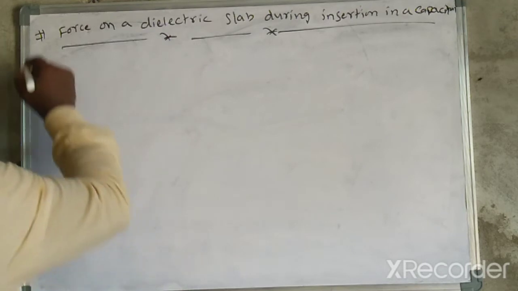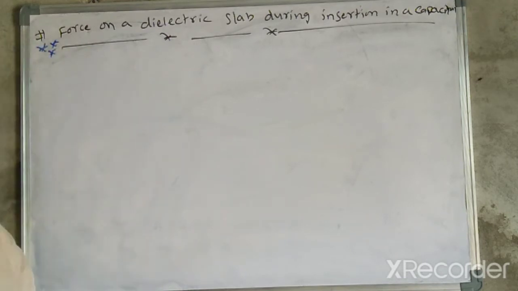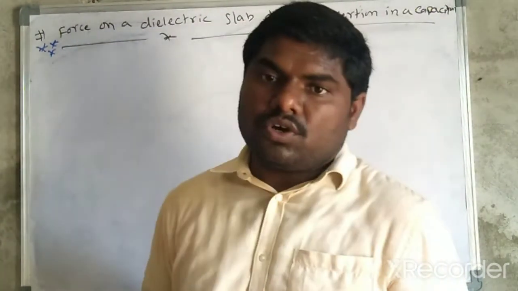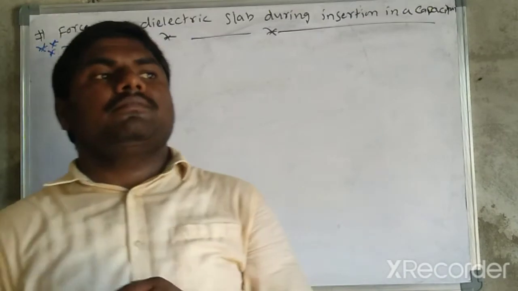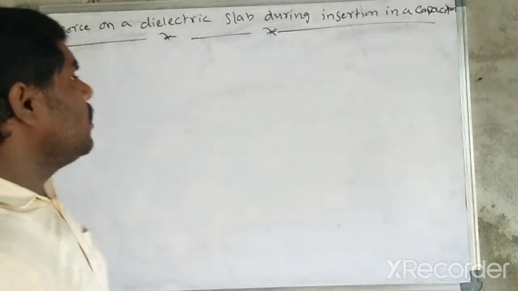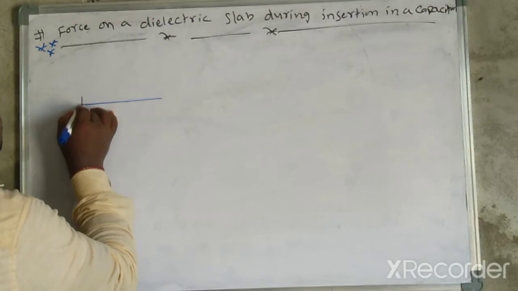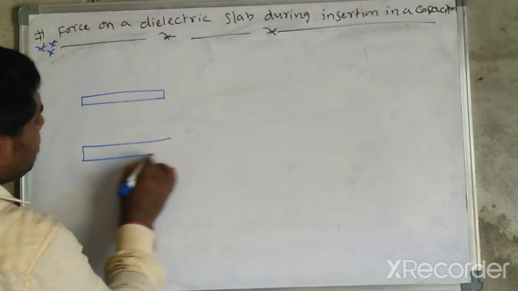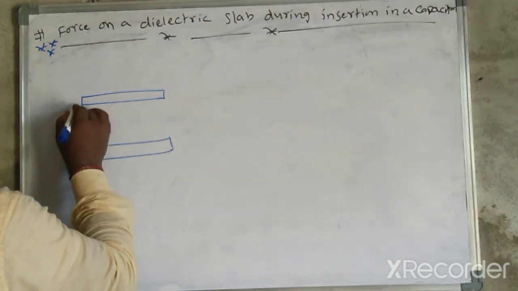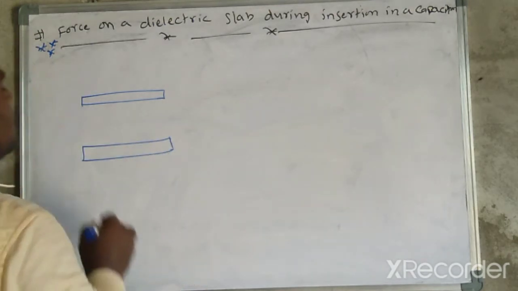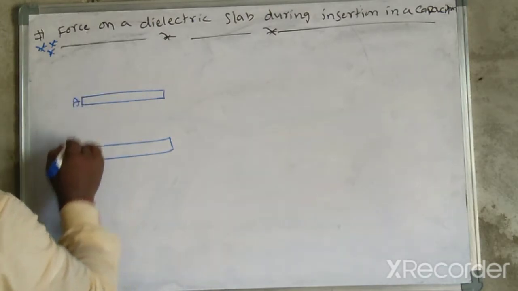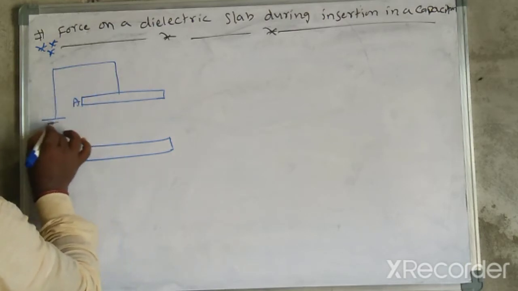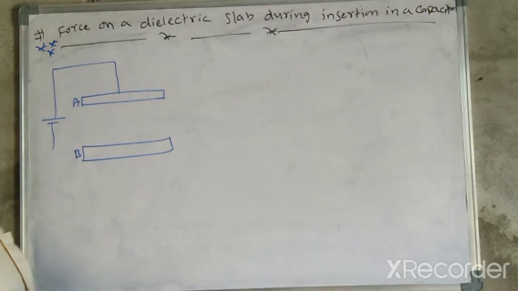Another important model in the entrance part is the force on a dielectric slab during insertion in a capacitor. So here they are asking for the force. Here I am going to take two plates. This plate length I would like to consider L and width B. Both plates are separated by a distance D. Here this is plate A and this is plate B. This one is connected to the battery positive terminal, and this one to the battery negative terminal.